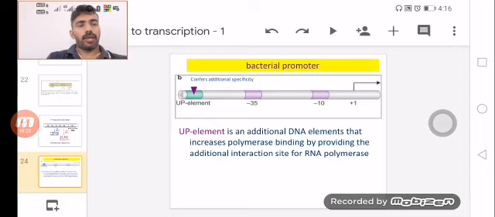Here is another look at the bacterial promoter. You can see the +1 site, the -10, -35, and another additional element called the up element, which is an additional DNA element that increases polymerase binding by providing an additional interaction site for the RNA polymerase. The alpha subunit of the RNA polymerase interacts with the up element, and the sigma factor usually interacts with the -10 and -35 regions.